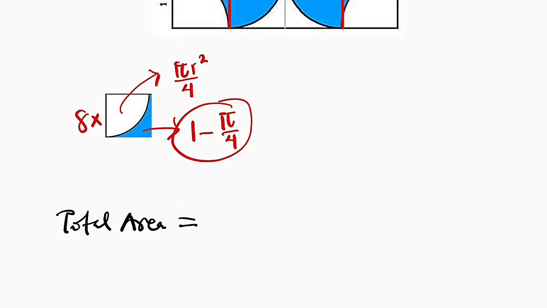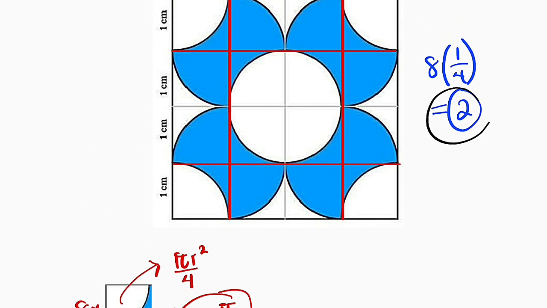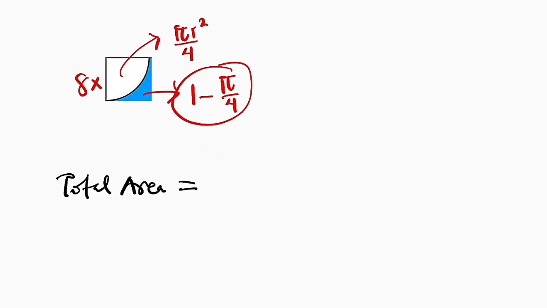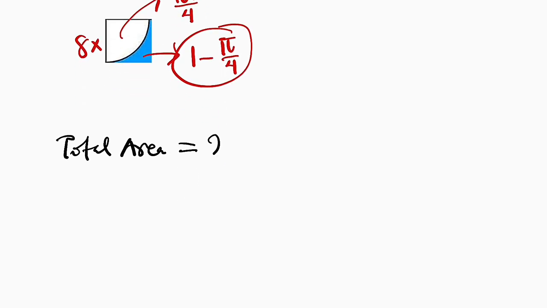will be equal to the area of those 2 circles we have. But remember, the radius is 1 unit. We have 2 pi r squared. But remember, radius is 1. So let me just remove it. We just have 2 pi for the 2 areas. Then plus 8 of this, because remember there are 8 in number. So we have 8 of 1 minus pi over 4.